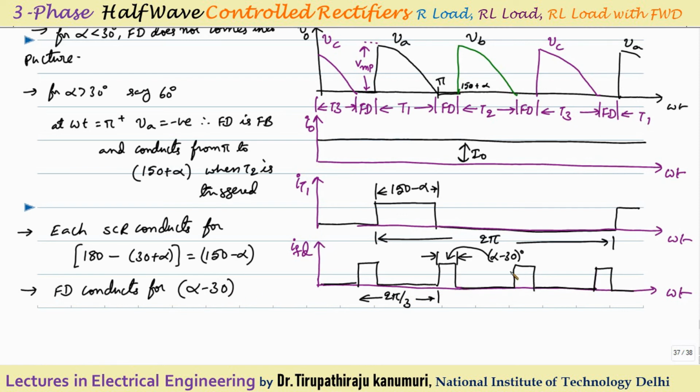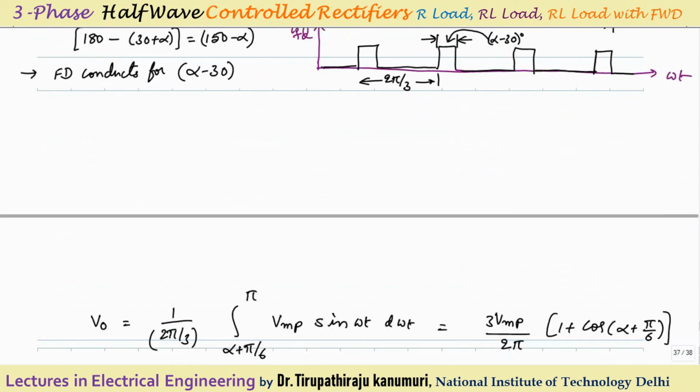So you can see, in one cycle the freewheeling diode is conducting 3 times, and each time for a duration of alpha minus 30 degrees, and the current passed by each thyristor will be 150 minus alpha. 150 minus alpha. Getting it?